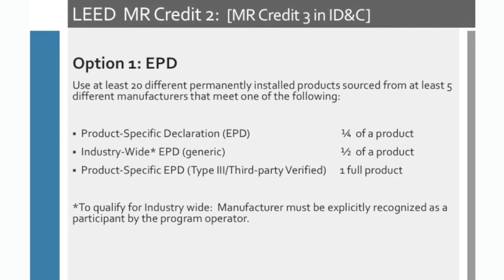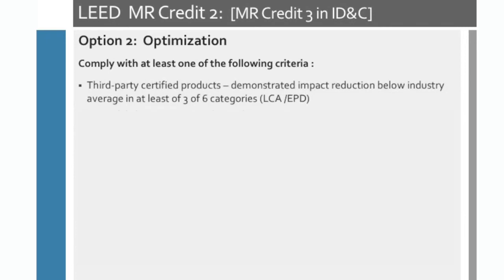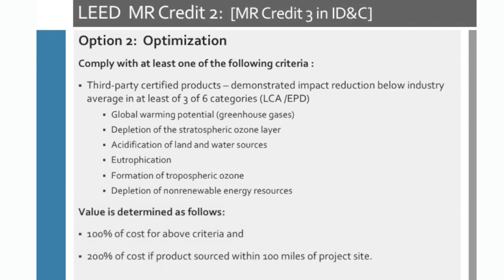So part 2 of this credit is optimization. And that has to comply with the following criteria: third-party certified products demonstrate improvement below industry standards in 3 of the 6 categories that we talked about from the LCA impact. This has been a difficult credit to obtain because of the lack of standards yet around all the environmental product declarations. But the environmental product declaration itself is the basis for both of these credit areas.